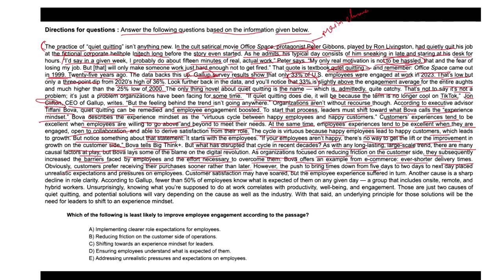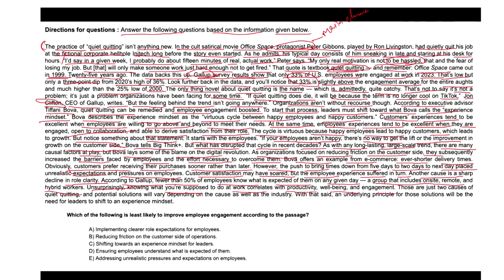the push to bring times down from 5 days to 2 days to next day placed unrealistic expectations and pressures on employees. Customer satisfaction may have risen, but the employee experience suffered in turn. Another cause is a sharp decline in role clarity. According to Gallup, fewer than 50% of employees know what is expected of them on any given day, a group that includes on-site, remote, and hybrid workers. Unsurprisingly, knowing what you are supposed to do at work correlates with productivity, well-being, and engagement.